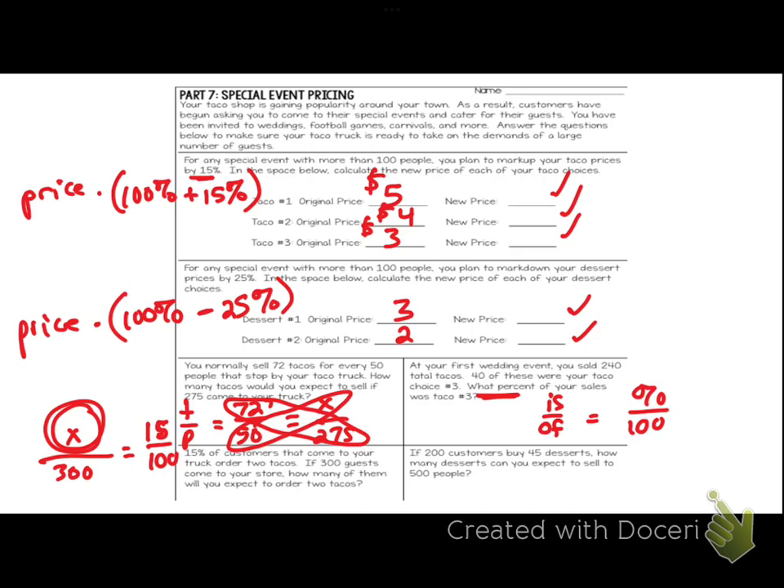And then the last one, if 200 customers buy 45 desserts, how many desserts can you expect to sell for 500 people? So, similar to this one, we have 45, that's your desserts, that's your customers, 45 out of 200. If we're getting 500, we're going to use this, cross products. All right, that's enough information for you to do the rest on your own.